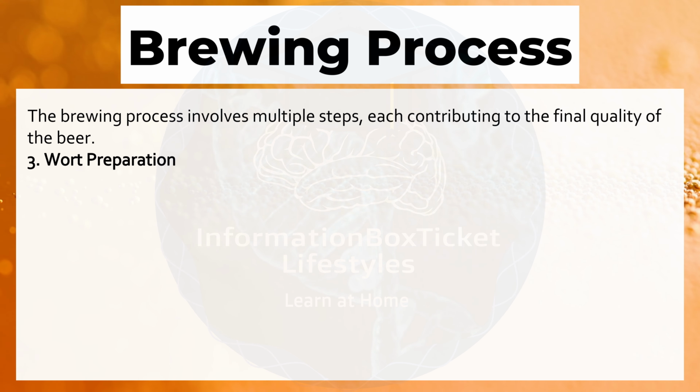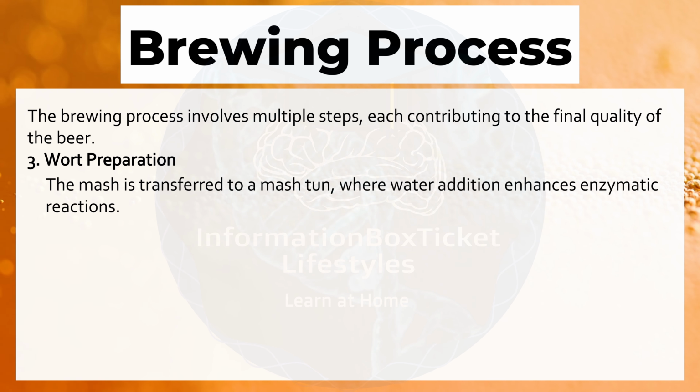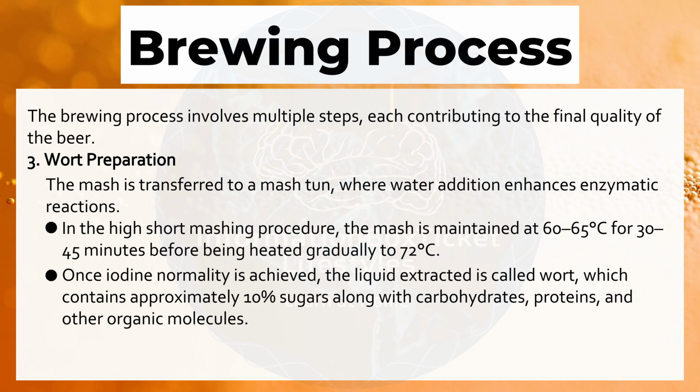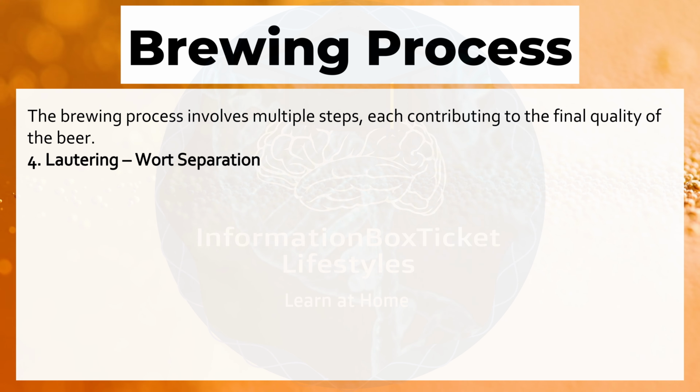Third, wort preparation. The mash is transferred to a mash tun, where water addition enhances enzymatic reactions. In the high-short mashing procedure, the mash is maintained at 60 to 65 degrees Celsius for 30 to 45 minutes before being heated gradually to 72 degrees Celsius. Once iodine normality is achieved, the liquid extracted is called wort, which contains approximately 10% sugars, along with carbohydrates, proteins, and other organic molecules.